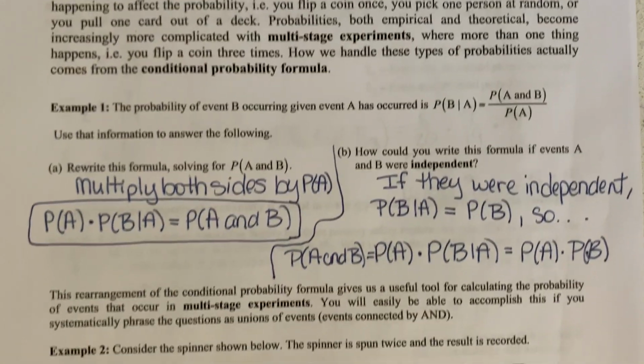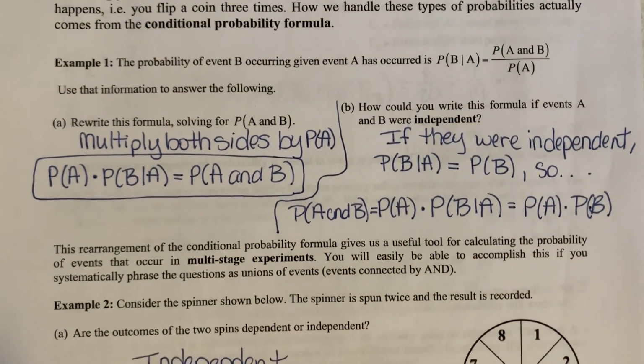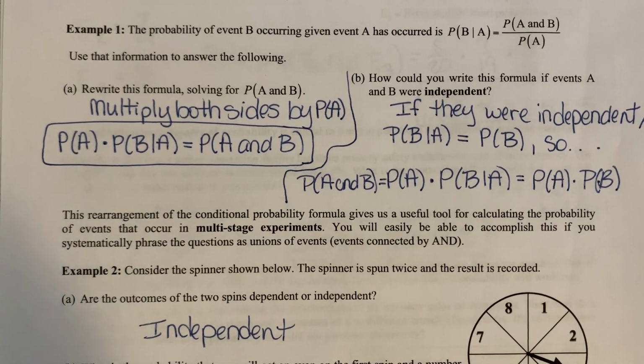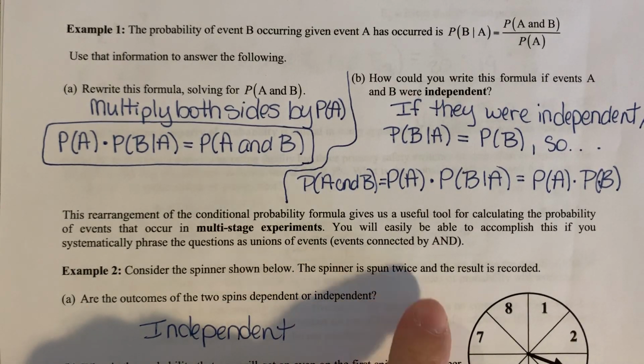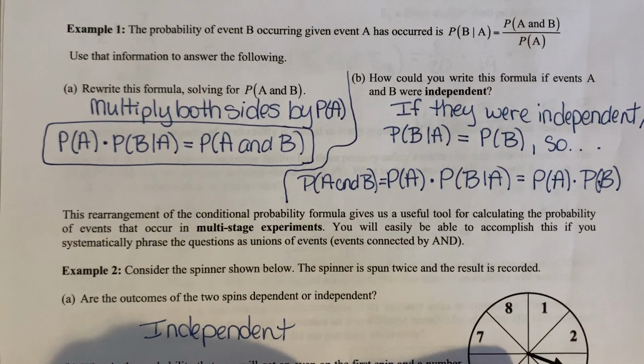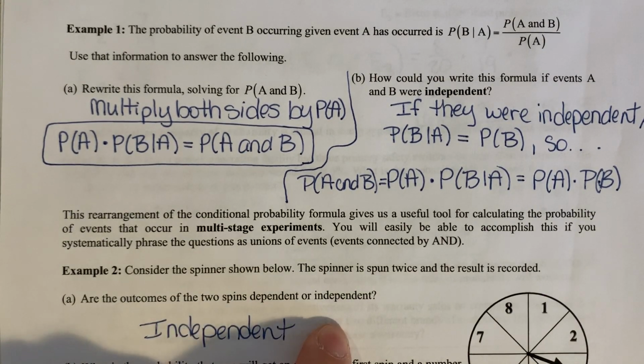All right, so let's go down to example 2. You're going to see some of the answers, but that's okay because we're going to walk through them. So consider the spinner below. It says the spinner is spun twice and the result is recorded. Are the outcomes of the two spins dependent or independent?